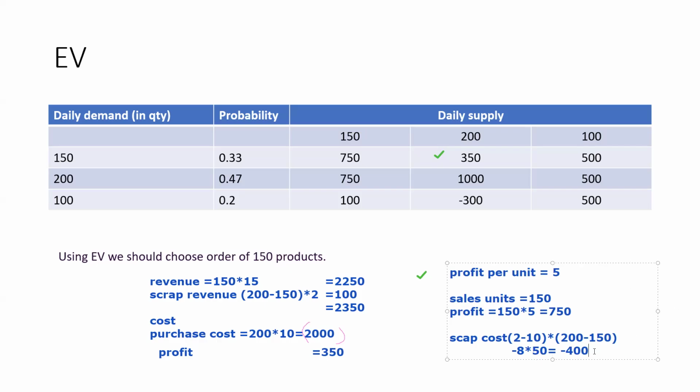Clear? So now here we are having a sales revenue, which is 750, and the scrap cost here is -400. Therefore, the net value is 350. Either way, you can calculate. Now, is it clear? Yes, madam. Okay. Now, I'm going to calculate the next one as well.